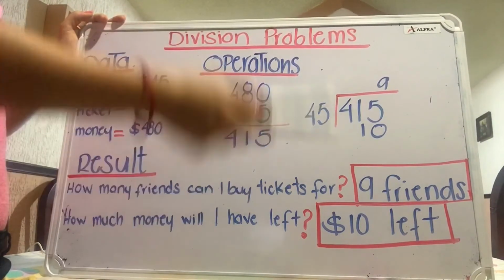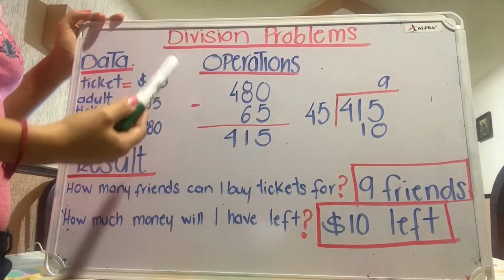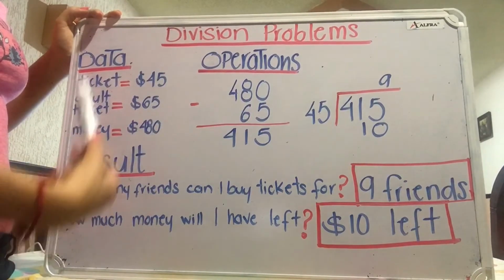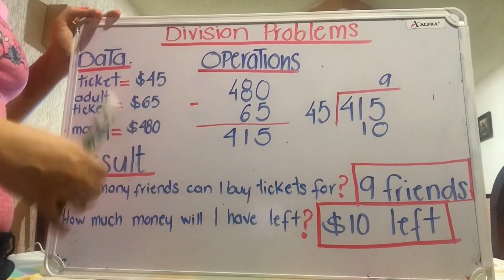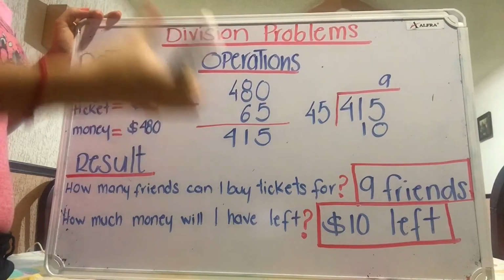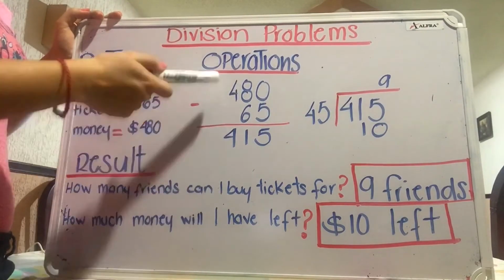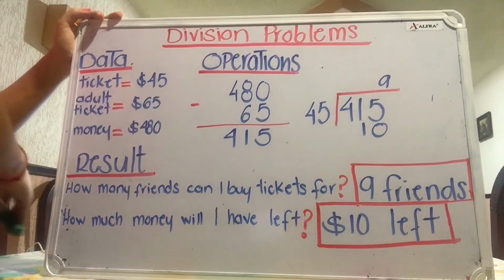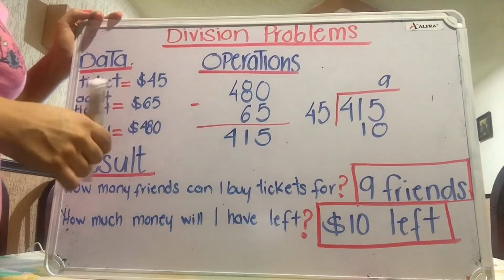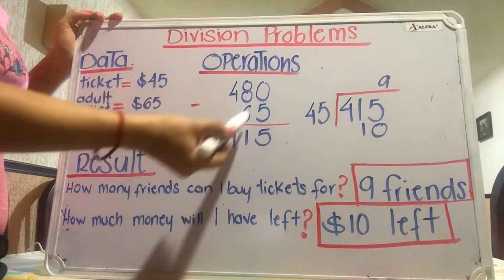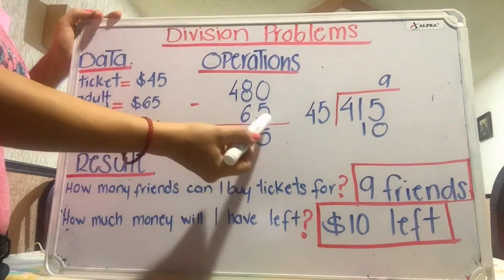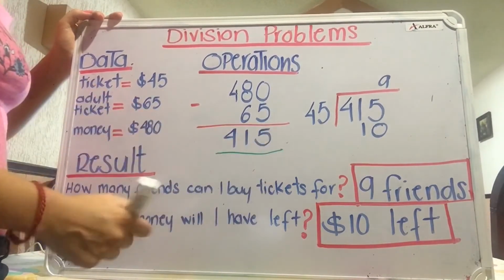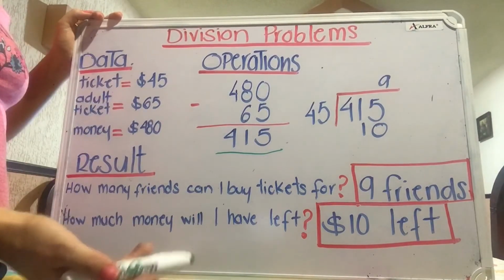Then the operations. Here, obviously, since the topic is division problems, I need to make a division. But first, analyze what else you have to do. In this case, a subtraction. I have in total 480 pesos, but my mom wants to go, so I have to subtract the cost of the adult ticket, which is 65 pesos. After the subtraction, I have 415 pesos left to buy tickets for my friends.